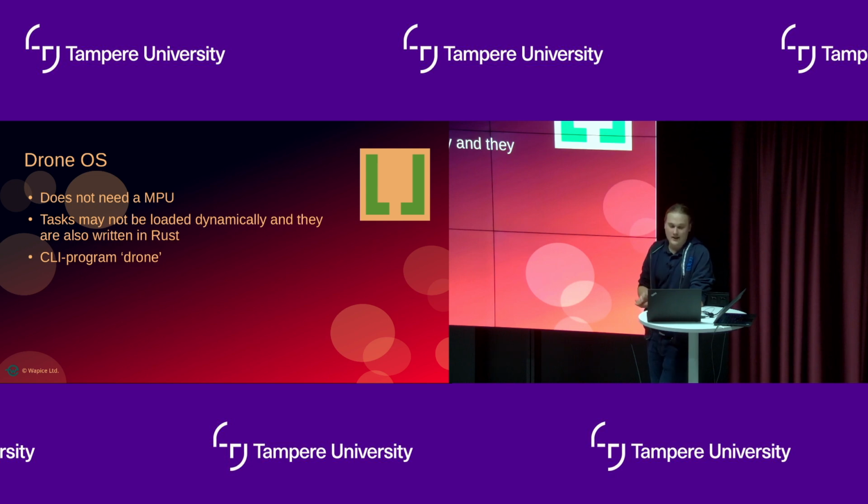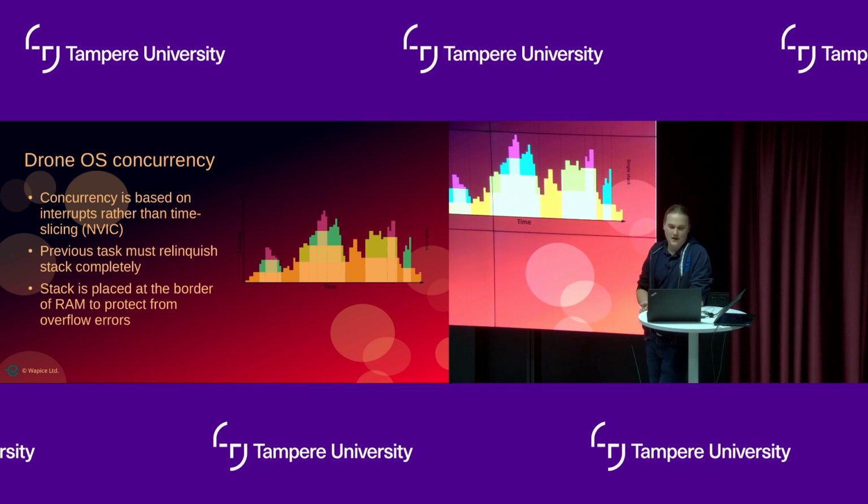And like Rust, Drone OS also has this command line program called drone, which can be used to initialize a new project or to tweak some project settings, for example, dynamic memory allocation and so on. Let's see, the concurrency. TOC OS used time slicing in its concurrency, but Drone OS instead uses interrupts. The NVIC stands for the Nested Vectored Interrupt Controller. It uses interrupts rather than time slicing.